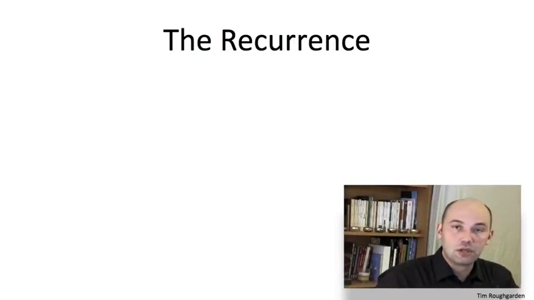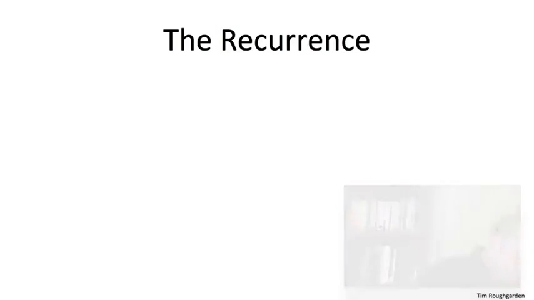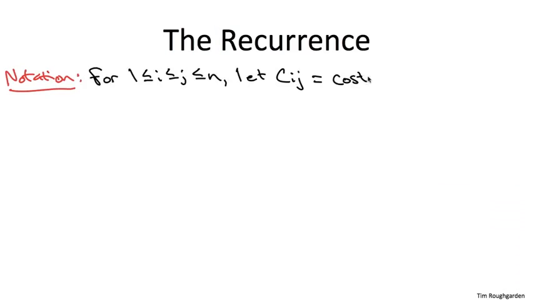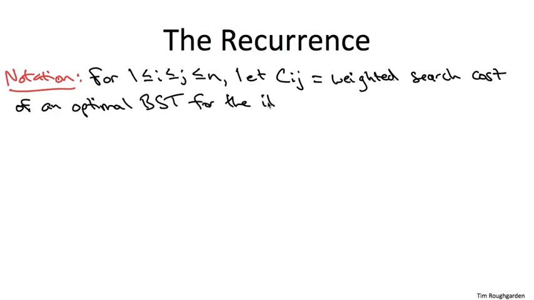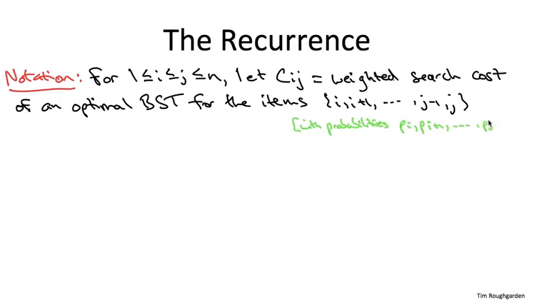So let's have some notation to put in our recurrence, in our formula. We're going to be indexing subproblems with two indices, i and j, and this is because we have 2 degrees of freedom: where the contiguous interval of items starts, i, and where the contiguous interval of items ends, j. So for a given choice of i and j, where of course i should be at most j, I'm going to denote by capital C sub ij the weighted search cost of an optimal binary search tree just on the contiguous set of items from i to j. And of course the weights or the probabilities are exactly the same as in the original problem, they're just inherited here, p_i through p_j.